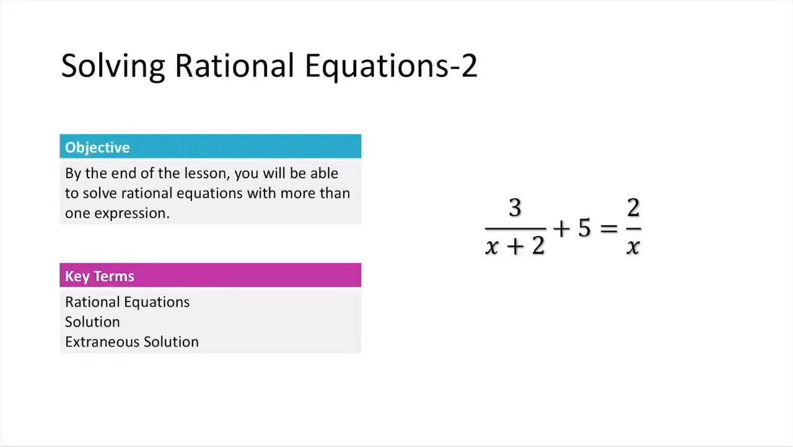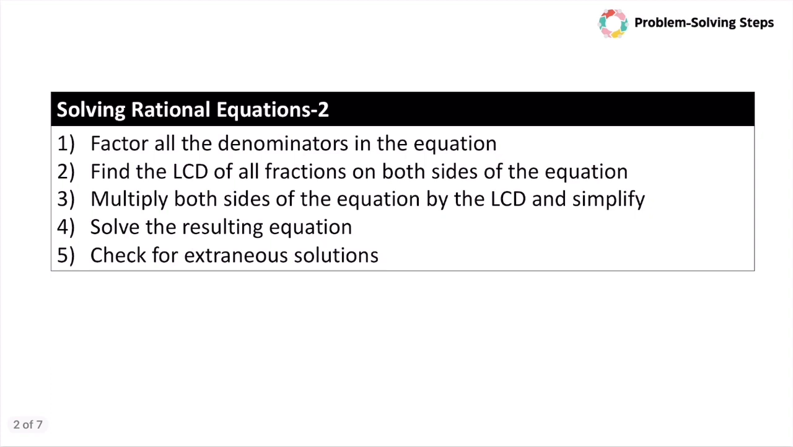So in this video, we're going to go over how to solve rational equations that have more than one expression. To solve this type of rational equation, we're going to first factor all of the denominators in the equation, because we need to figure out the LCD of all the fractions on both sides of the equation. This is similar to what we did when we were adding and subtracting rational expressions.